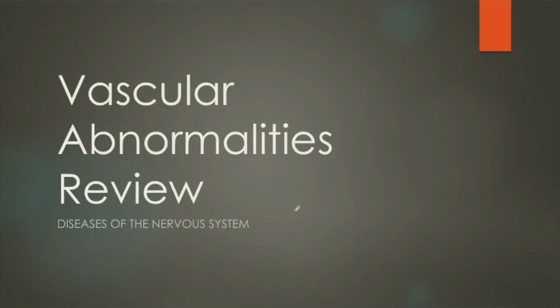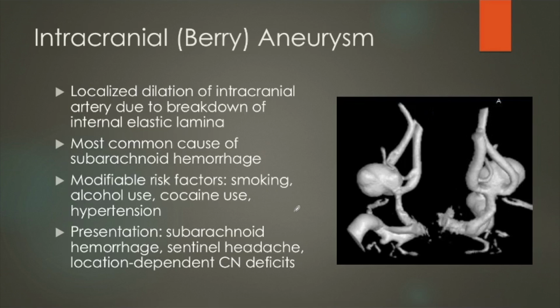Moving on now to vascular abnormalities that can occur within the brain. Berry aneurysms are one of the most common abnormalities of the vasculature. They are localized dilations of the vessels in the brain, producing these outpouchings right here, which can swell like a balloon and burst. Because of this, they're the most common cause of subarachnoid hemorrhage.